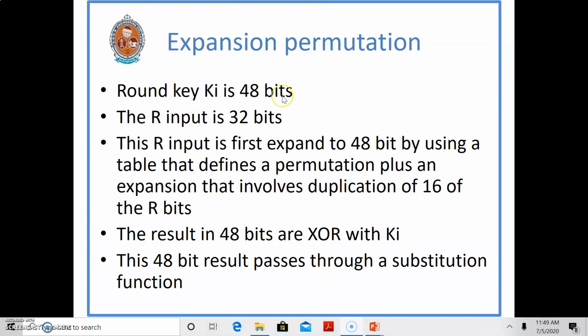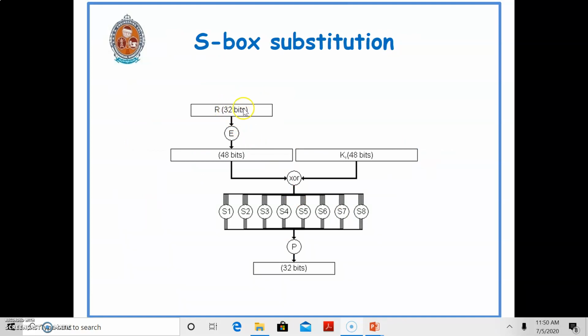The key is 48 bits and the right hand side input is 32 bits. We expand these 32 bits into 48 bits by repeating some of the bits. The result of the 48-bit expansion permutation is XORed with Ki, and it gives a 48-bit result which passes through the substitution function, called S-box substitution. Here we have 8 S-boxes, each with 6 bits of input and 4 bits of output. Finally we get 32-bit text, which is the input to the P-box permutation.